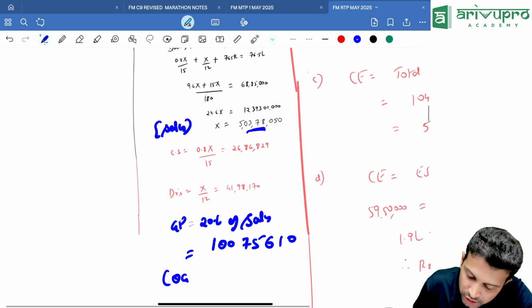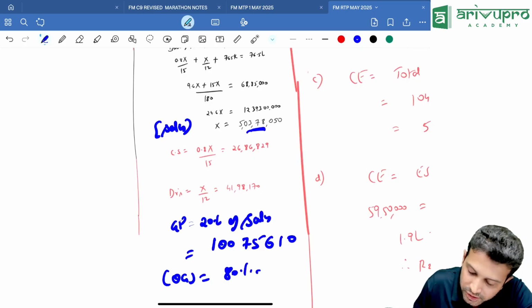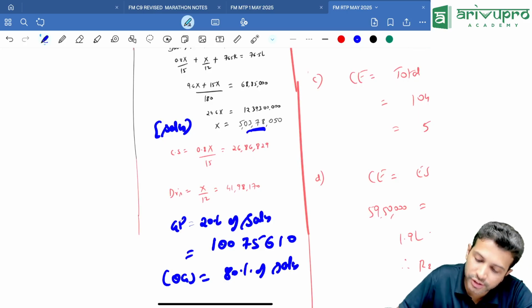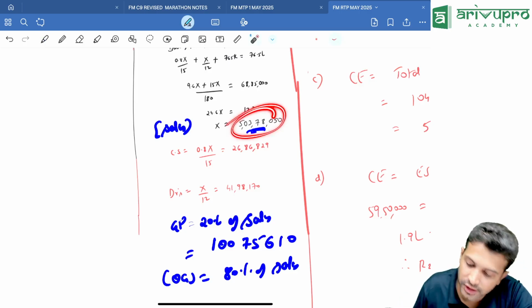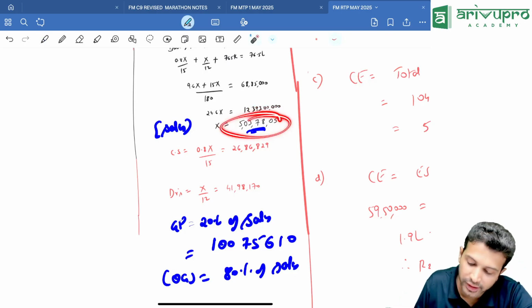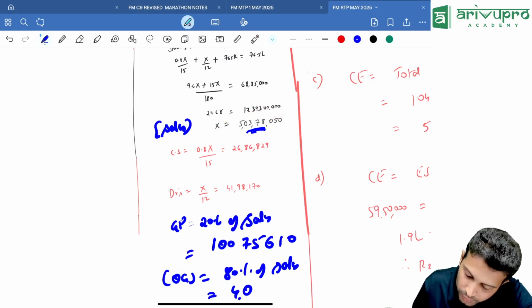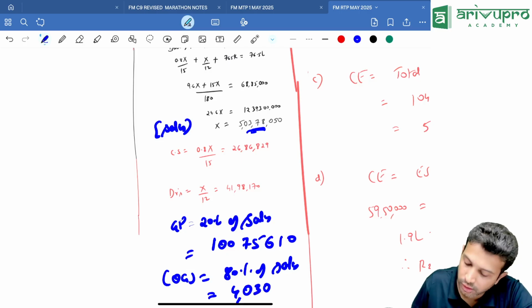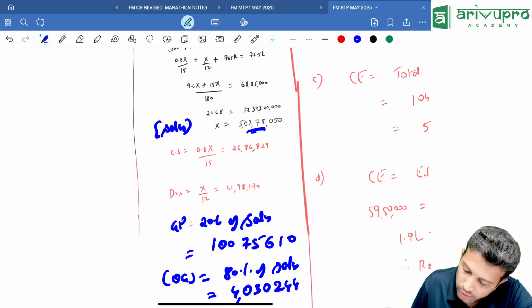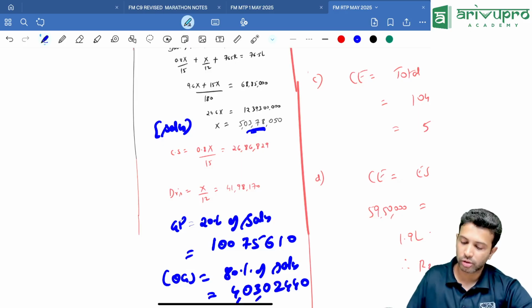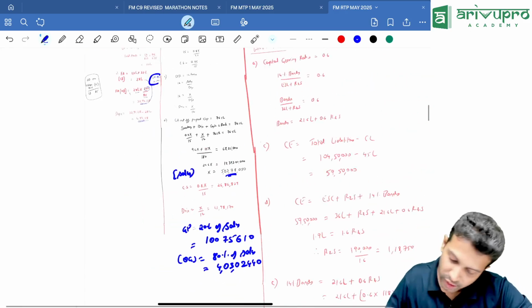Can you also find out COGS for me? COGS will be what? 80% of sales. So this is your sales. Take 80% of this number. If you do, how much are you going to get? 4 crore 3 lakh 2,000 or whatever, some number. Correct? That is your COGS.